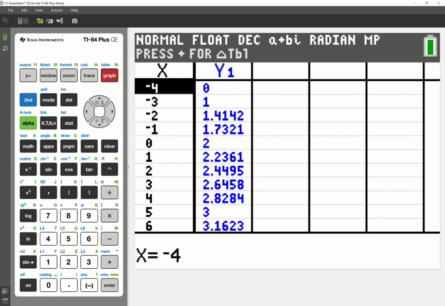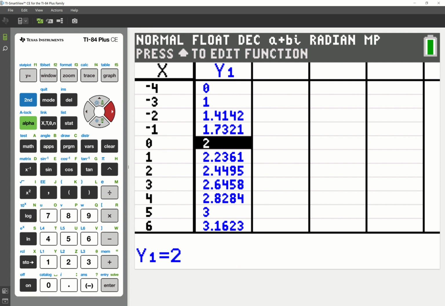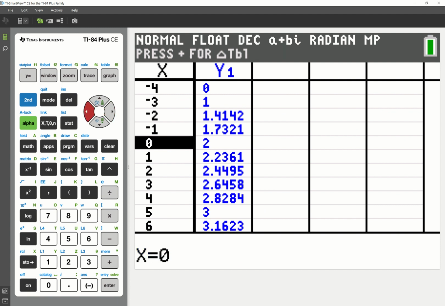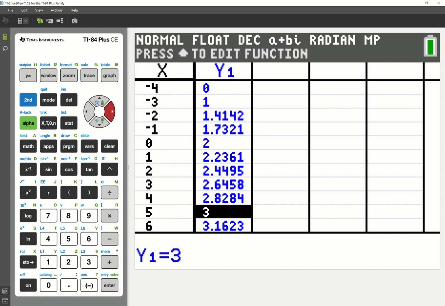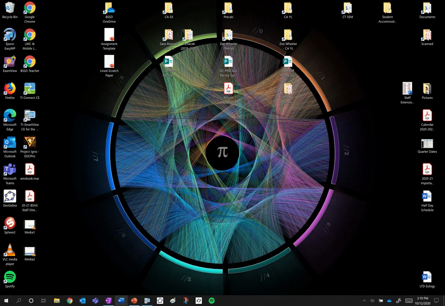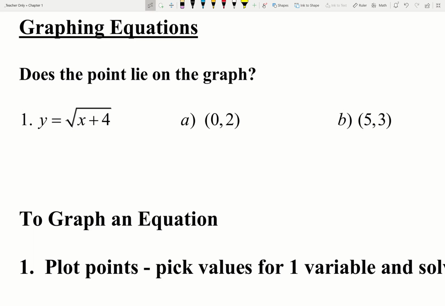What that does is bring up a whole table of values, and in there you can definitely see that if I have an x coordinate of 0, that corresponds to a y coordinate of 2. That confirms that yes, that is a point that lies on this function, or this graph. If I have an input of 5, then that corresponds to an output of 3. So these are confirmations that you can do in the calculator to check and see if you have these points on your graph.